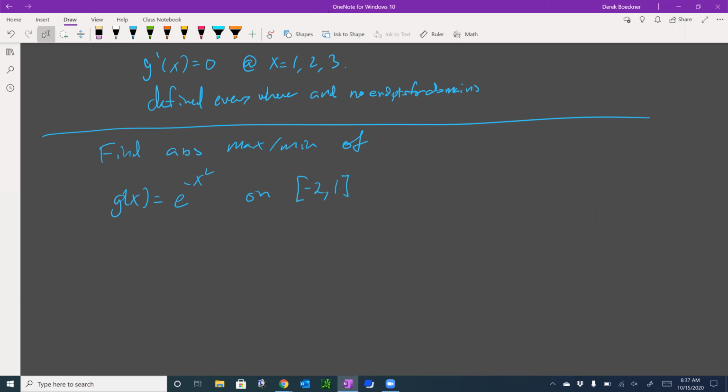First derivative. So I get a chain rule. E to the minus x squared again times the derivative of the inside bit, which is minus 2x. Okay, so that's going to be equal to 0 when e to the minus x squared equals 0 or minus 2x equals 0. So x equals 0. This is never true. So that's a critical value. That's the only one from the derivative being 0.